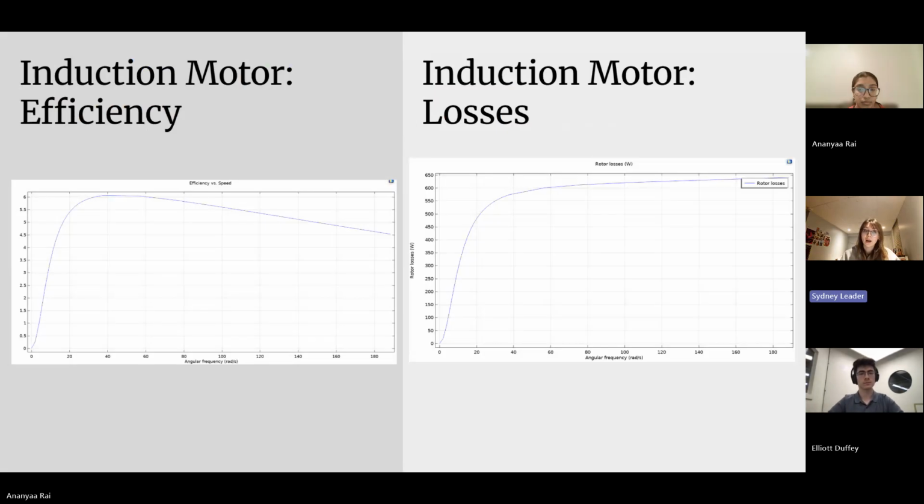And then looking at losses, the graph just represents how much power is lost. As the angular speed of the motor increases, so does the lost power. This relationship, however, is not linear. As you can see, the motor starts off with a sharp increase in losses before leveling out just below the 650 watt area and then steadily increasing from there.